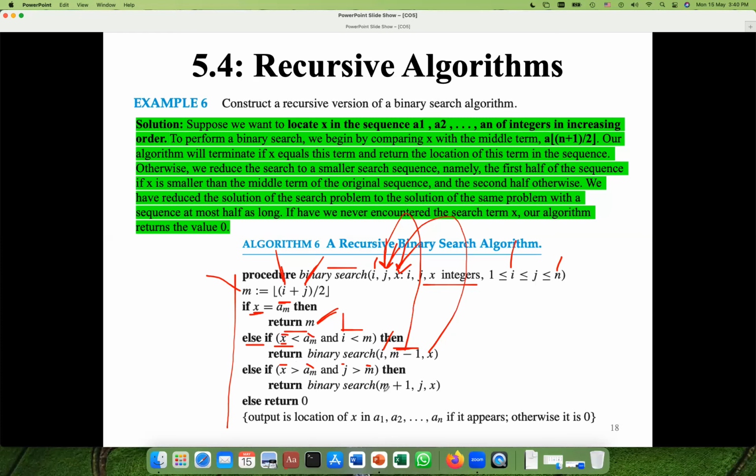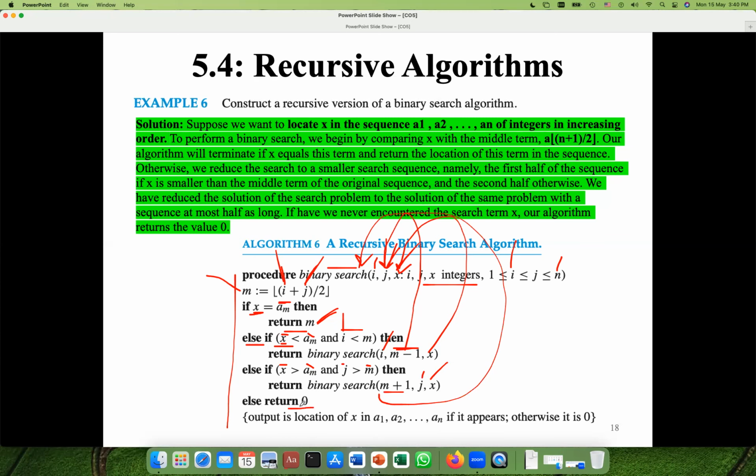Then binary search, change this M with M plus 1 because this is the starting point and now this is the ending point. So M plus 1 and the J and that element. And then you are calling this method again with those values. Okay. And else, if there is any other case, return 0.